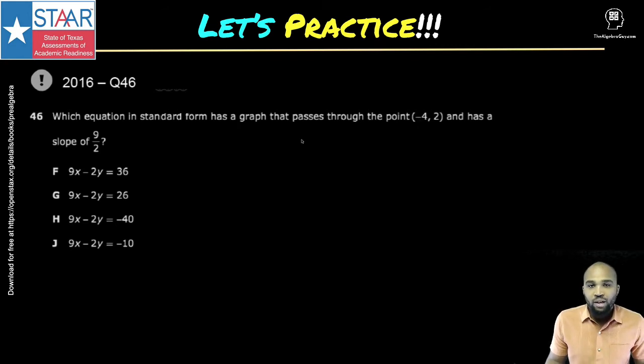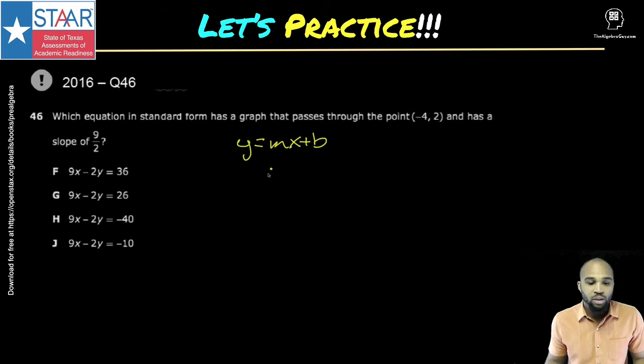We could find the slope-intercept form. I won't say easily, but we can find the slope-intercept form of this and then convert it to standard form. So let's go ahead and do that. I know what the slope is, and you could use point-slope. I can go either way. I'm going to start with slope-intercept, y equals mx plus b, because that's the one most people are familiar and comfortable with. I have the slope as 9/2, an x value of -4, and a y value of 2.